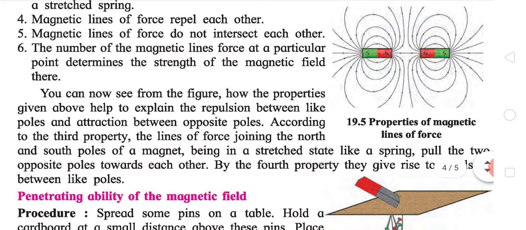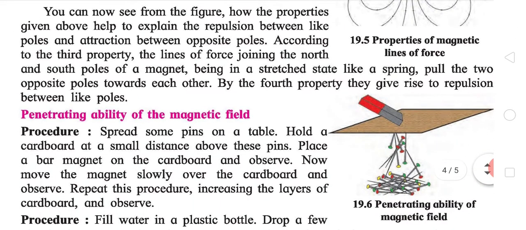You can now see from the figure how the properties given above help to explain the repulsion between like poles and the attraction between opposite poles. According to the third property, the lines of force joining the north and the south poles of a magnet, being stretched straight like a spring, pull the two opposite poles towards each other. By the fourth property, they give rise to repulsion between like poles.